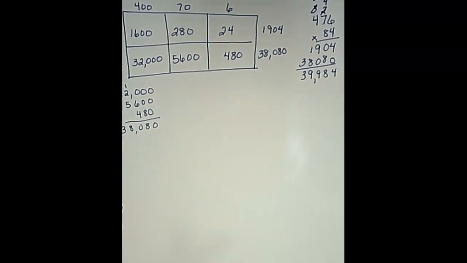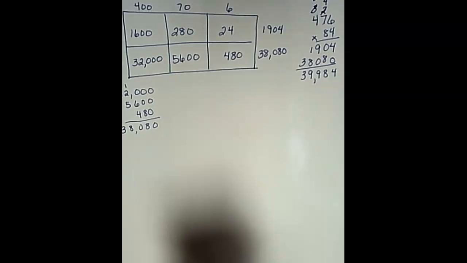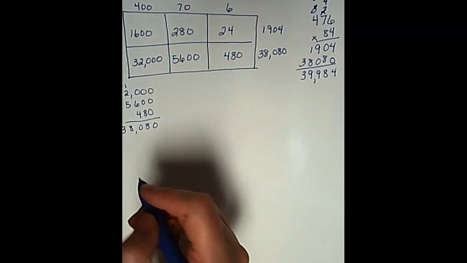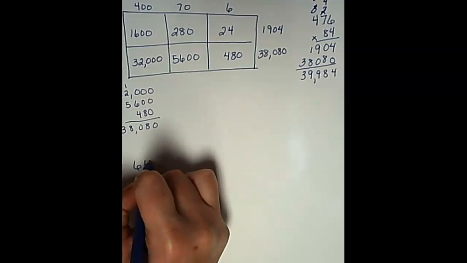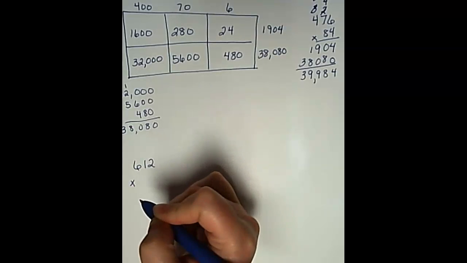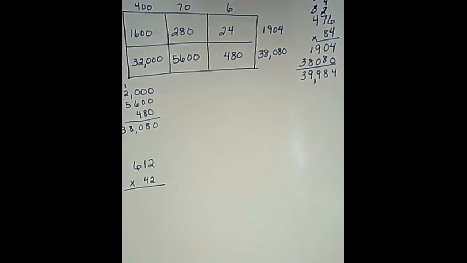Let's try one more together. On this one, I want you to solve it with the area model and then also solve it with your standard algorithm. And then I want you to come back to check. So you're going to do all of it before you come back and we see how you did. Your problem is 612 times 42.